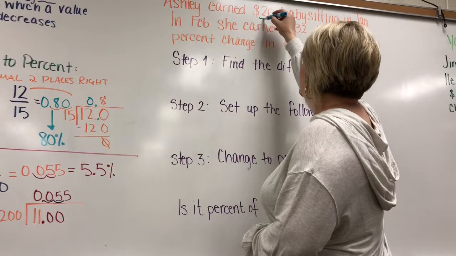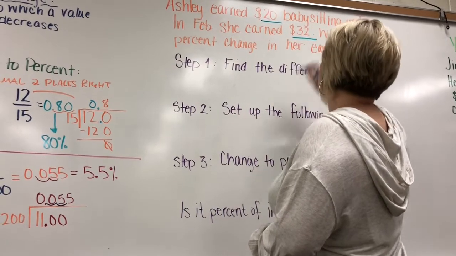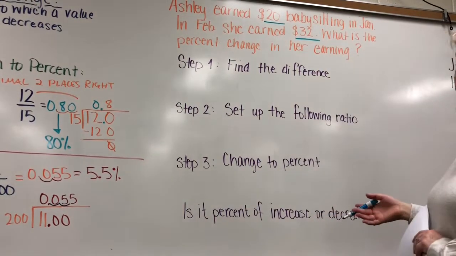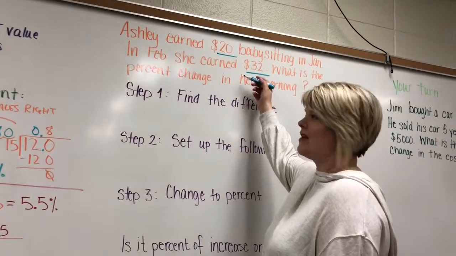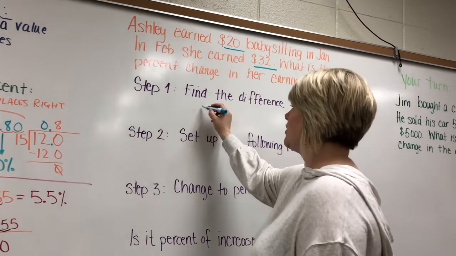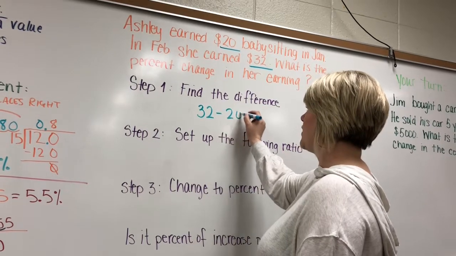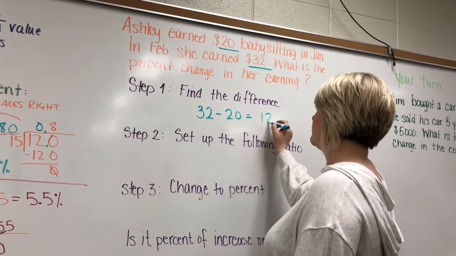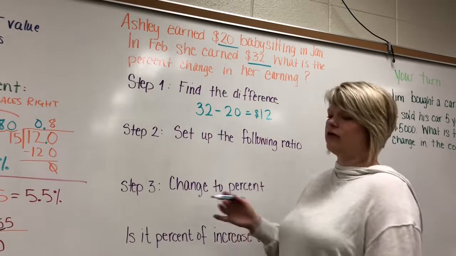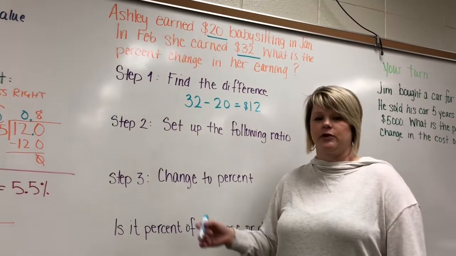So just like any story problem, I underline the important stuff, which is the numbers. So I'm going to use the underlined numbers to find the difference. 32 minus 20 is 12. So there was a $12 difference from January to February.